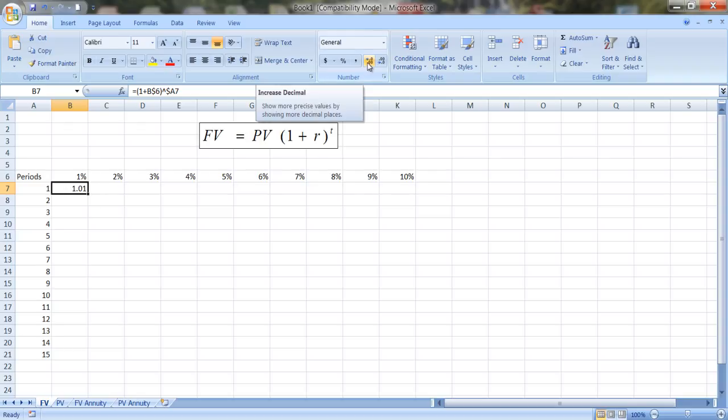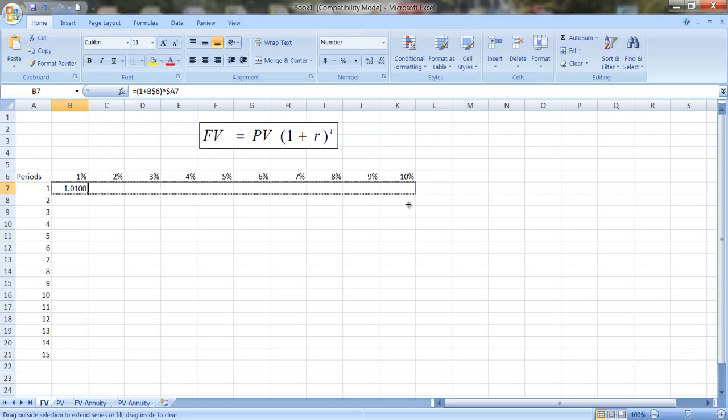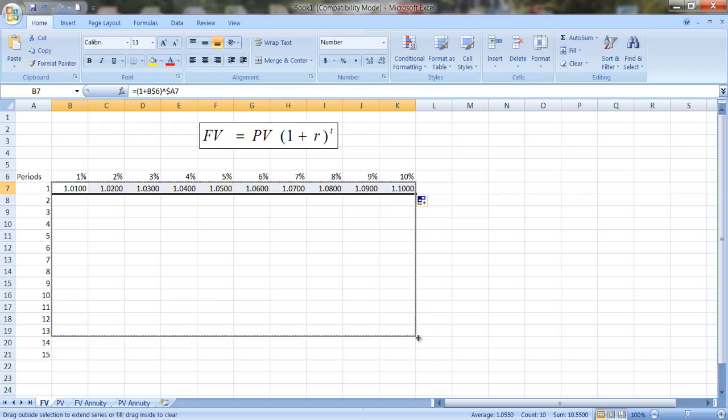I'm going to change the number of decimal places. Up here, it's quite easy. You can just click and add a couple extra decimal places. I'm going to go 4 places after the decimal. To copy this, I'm going to move my cursor, which looks like a 3-dimensional plus sign, and there's a little box in the corner here, and if you move over it, it becomes a 2-dimensional plus sign. If you hold the left mouse button down, you can drag across, and you can see it copies across, and it looks correct because 10% would be 1.10, 9% would be 1.09, and I can also copy down.